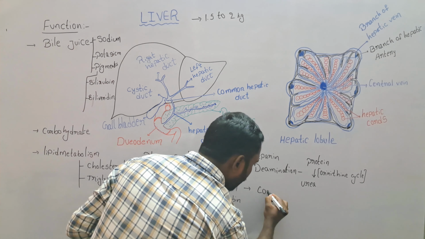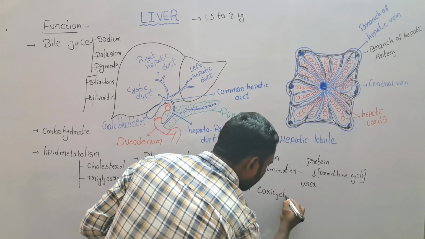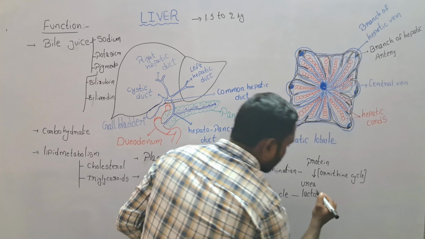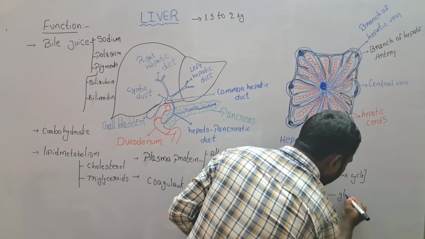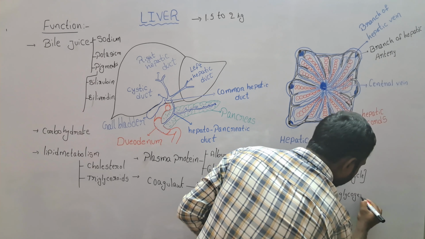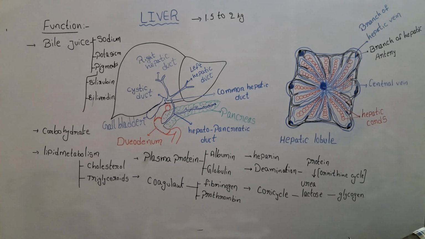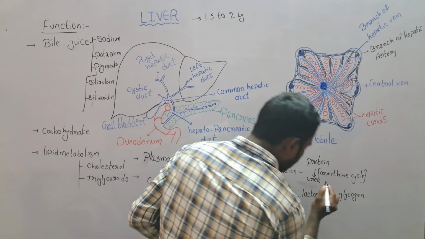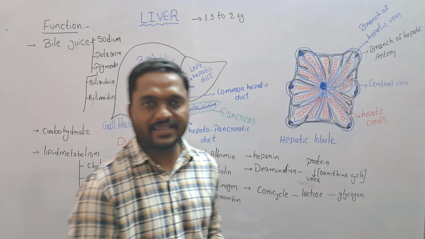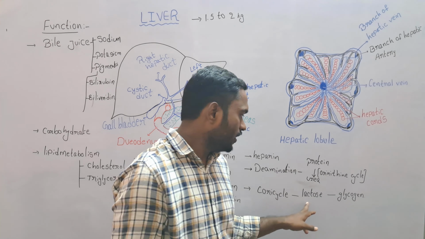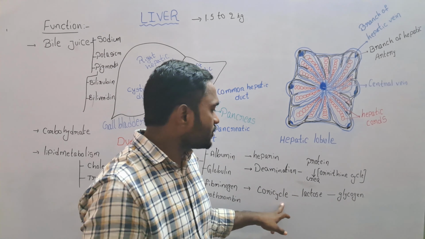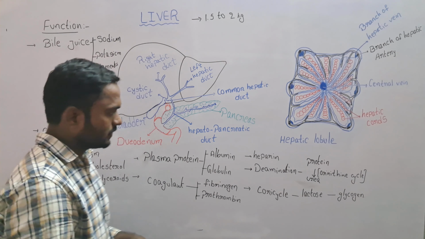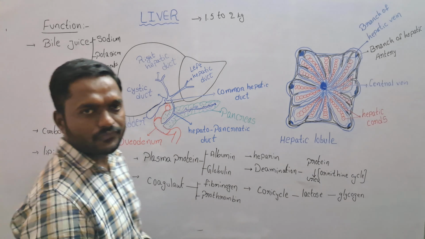With the help of the Cori cycle, lactose is converted into glycogen. In our body, lactose is released during anaerobic respiration. Here, lactose is converted into glycogen through the Cori cycle. These are the functions of the liver.